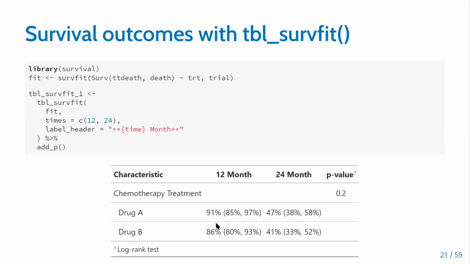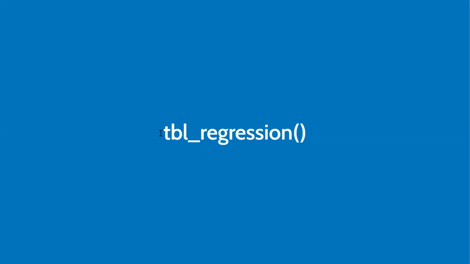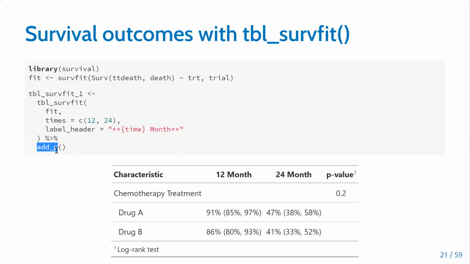We're not going to spend much time with it today, but there's also a function called TBL survfit, which tables survfit objects. Here we are just building a very simple survfit Kaplan-Meier estimator, and we just plop it into this TBL survfit function, tell it the times that we want to report, and then to make it a little bit cuter, I updated the default headers to say 12 months and 24 months instead of time 12, or I've forgotten what it actually is. And you can see here that add P also works here.